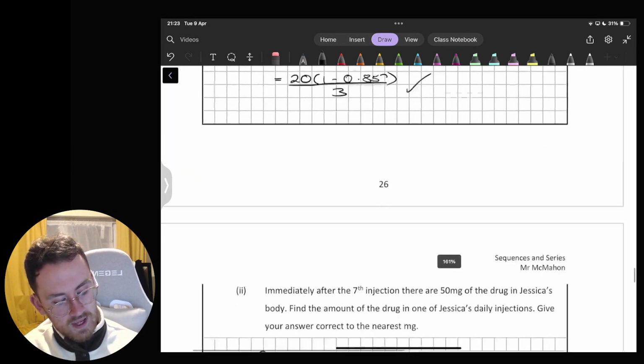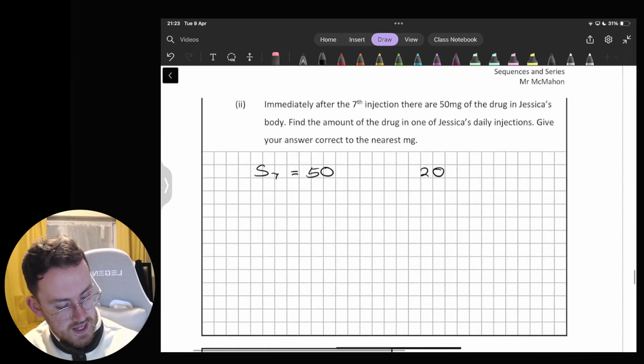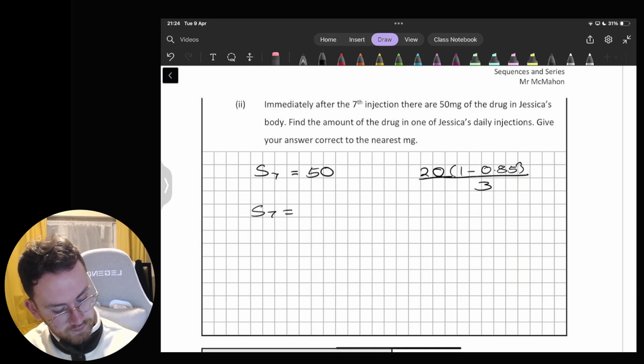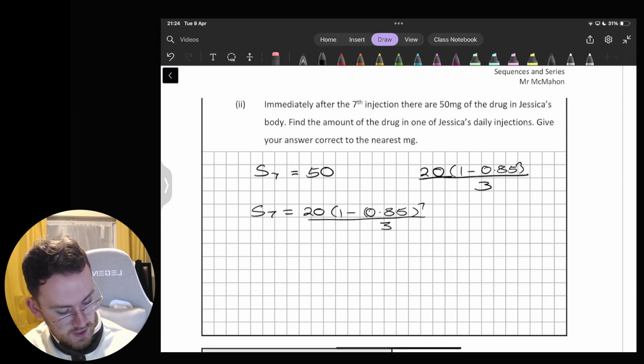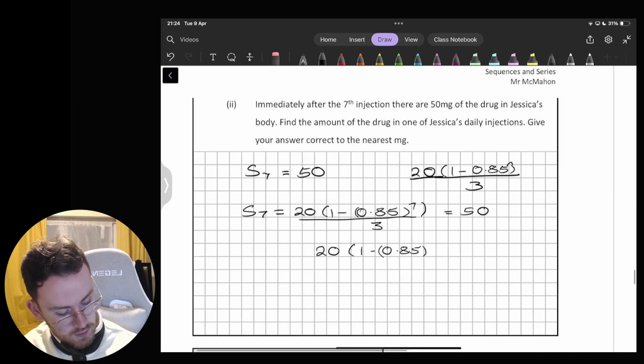We're using our formula that we had previously, so that was that Sn is 20 times 1 minus 0.85 to the power of n all over 3. This time we need to sub in 7: 1 minus 0.85 to the power of 7 all over 3, and that should be equal to 50. At this point, it really does come down to a bit of algebraic manipulation.